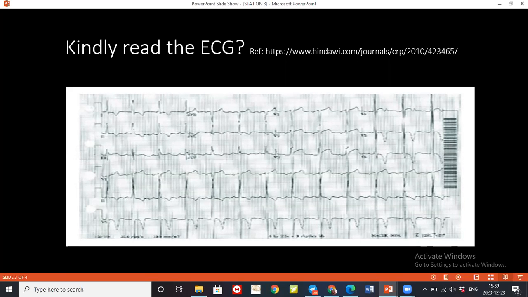Tachycardia can be increased due to sepsis, hypovolemia, hemorrhagic shock, or even pain or sympathetic stimulation. Even some drugs as well. Very good.